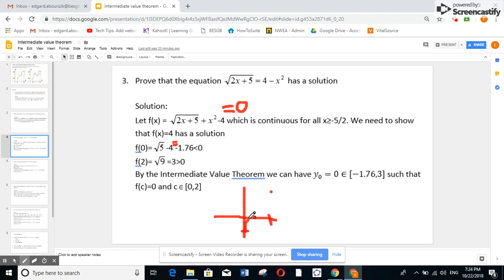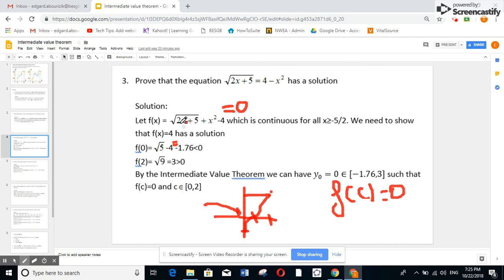So going from here, because the function is continuous, by the intermediate value theorem, because here I have a negative value, which is minus 1.76, here I have a 3. 0 is between these 2 points, between minus 1.76 and the 3. So by the intermediate value theorem, this curve must cut the x-axis in a point c where f of c is 0. And c is between what and what? C is between 0 and 2.